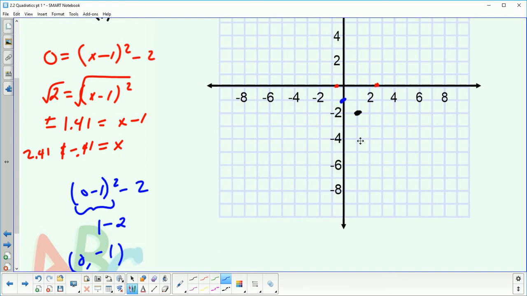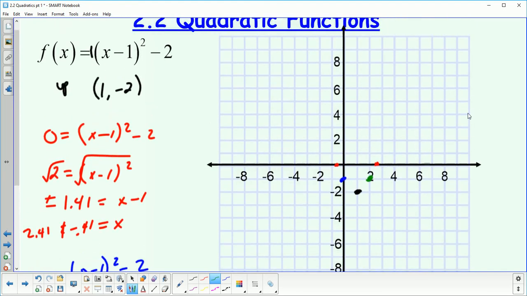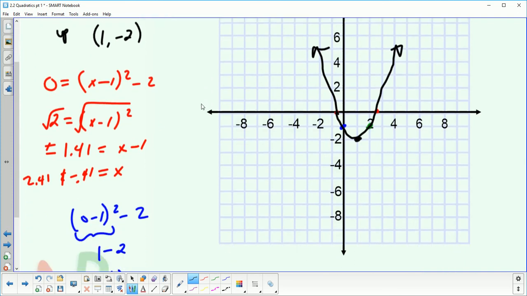Okay, since my axis of symmetry goes right up through the vertex, I could also do a point of symmetry, which would be right here, because I am 1 unit to the left, I could go 1 unit to the right. And then finally, the last thing we're going to do is draw a nice smooth curve for our parabola, going off in both directions. Okay, and that would be the graph of our parabola.